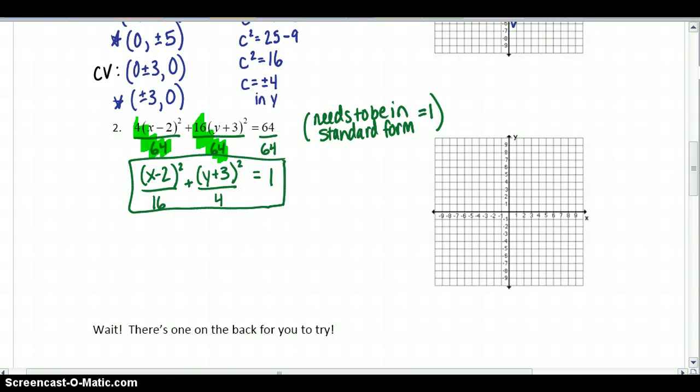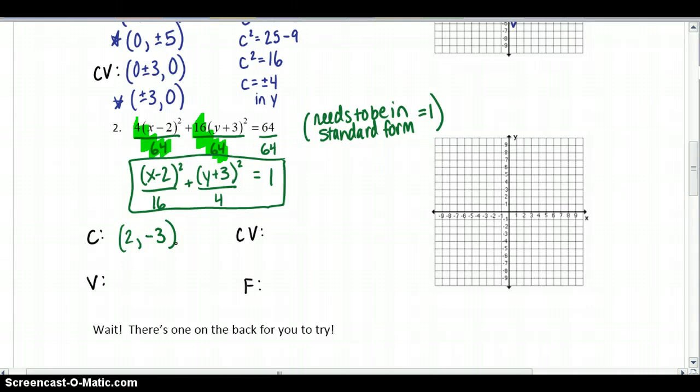Alright, now I'm going to find all my information, just like we did in the last one. Center, the vertices, the co-vertices, and my foci. Alright, this time we do have an actual center, right? There are numbers there. Remember, it's always the opposite, so it'll be positive 2 for the x and negative 3 for the y. So there's my center.